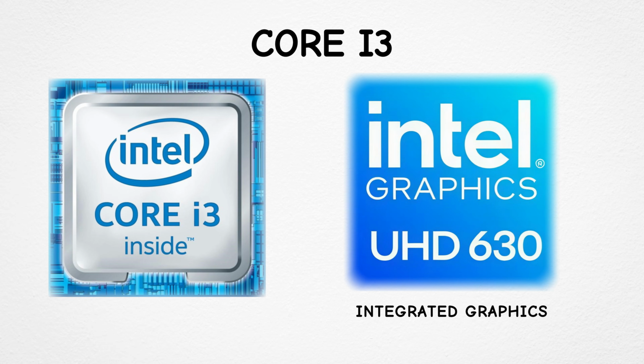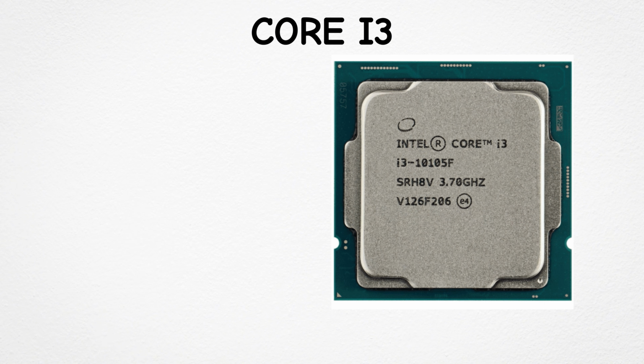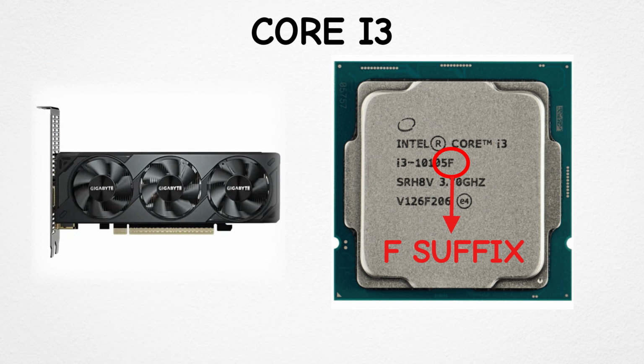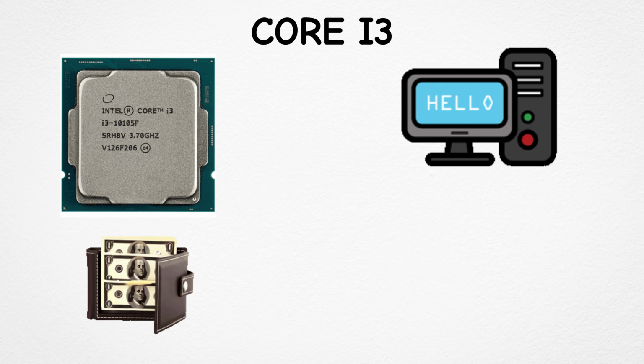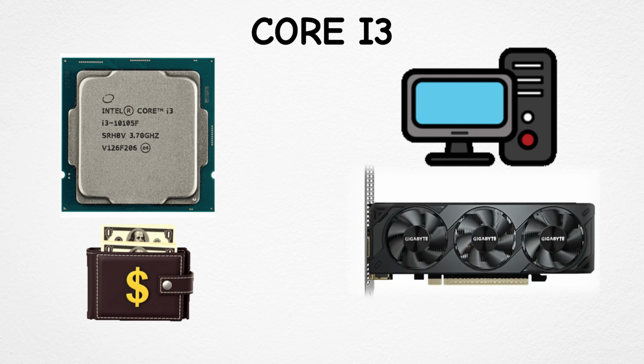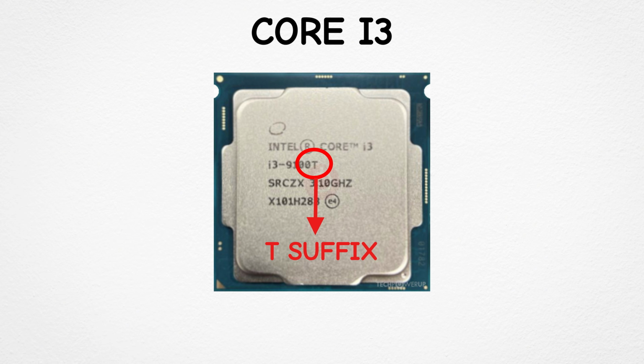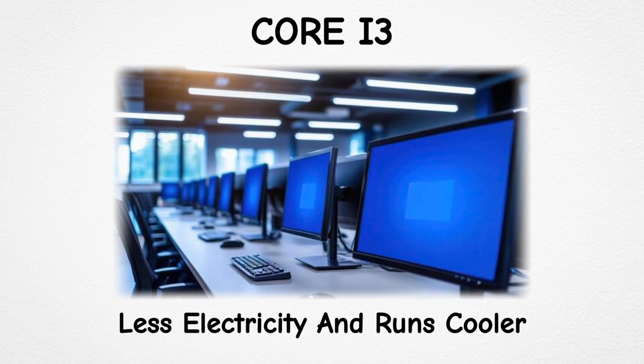On desktops, Intel Core processors usually come with integrated graphics, but some versions also have the F suffix, which means those don't have integrated graphics at all, so you need a graphics card in your PC. The good thing is these F models are usually a bit cheaper, so if you already have a spare graphics card, they're a good option for a budget build. There's also the T version, made for low-power desktops, which is ideal for compact PCs or office setups because it uses less electricity and runs cooler.